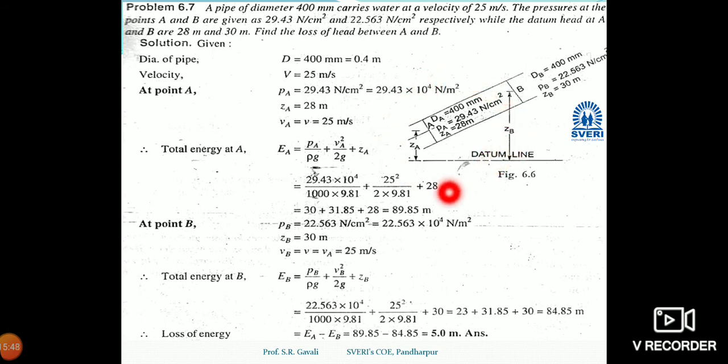So for that we have to calculate the total energy at section A and total energy at section B. And whichever is more we consider as inlet, and whichever is less we have to consider as outlet.